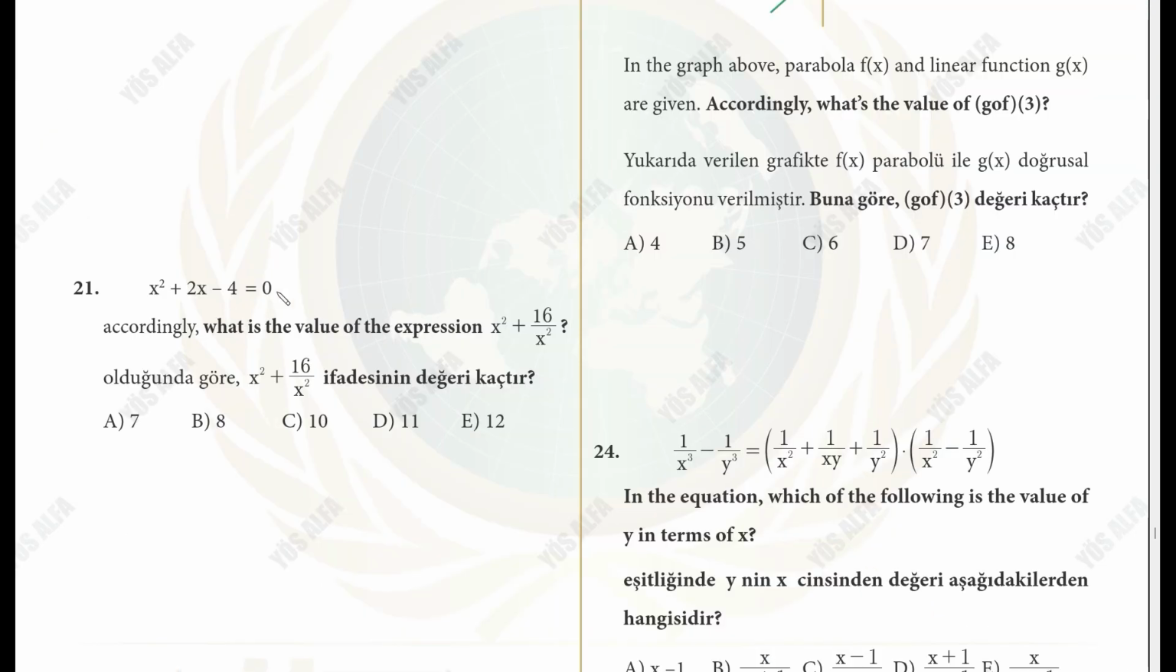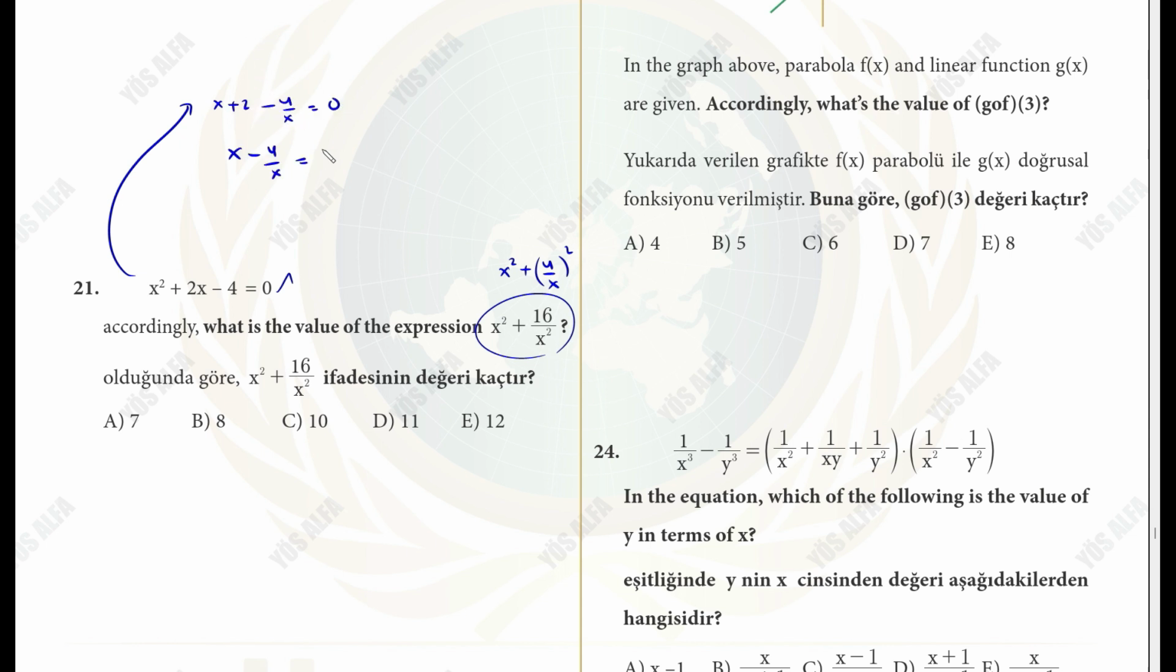Number 21. The second order equation is given. What is the value of the expression x squared plus 16 over x squared? So from here we understand that it is asking x squared plus 4 over x the whole square. So can we somehow manipulate this equation so that we have 4 over x? Yes, we can. If we divide both sides of the equation by x, then we have x plus 2 minus 4 over x is equal to 0.